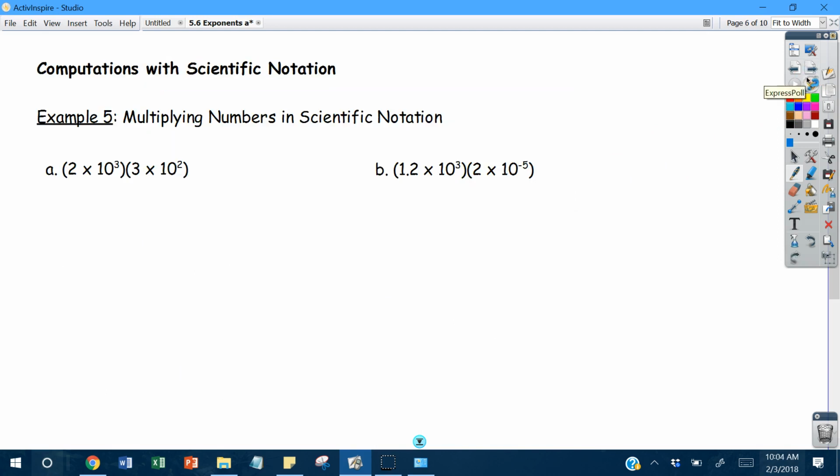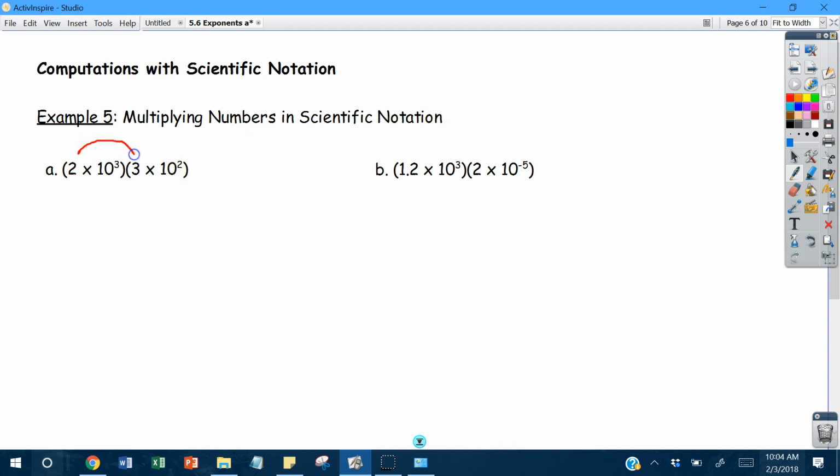We can use scientific notation to multiply numbers in an easier fashion. If we have really big or really small numbers and we need to multiply them, we can exploit scientific notation because it breaks the numbers up into two parts: the number part and the zero part. Since we have 2 times 10 to the 3rd and 3 times 10 squared, we don't have any distributive property here. We just need to multiply all the things.